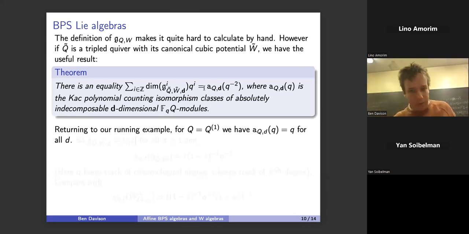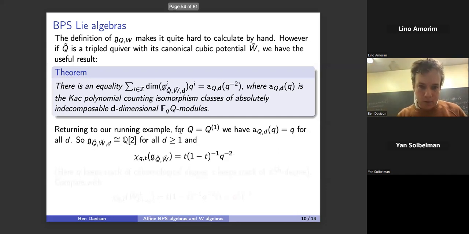Okay, so if we return to our running example where we started off with the one loop quiver, then it's not too hard to show that for any d, i.e. for any dimension of representations of F_q[x], which is really just the polynomial algebra in one generator, our starting loop, the number of absolutely indecomposables is q, the cardinality of the field itself. And this is independent of d. So using the theorem, that tells us that for every d, the dth graded piece of the BPS Lie algebra for the three loop quiver with its canonical cubic potential is a copy of Q sitting in cohomological degree -2.